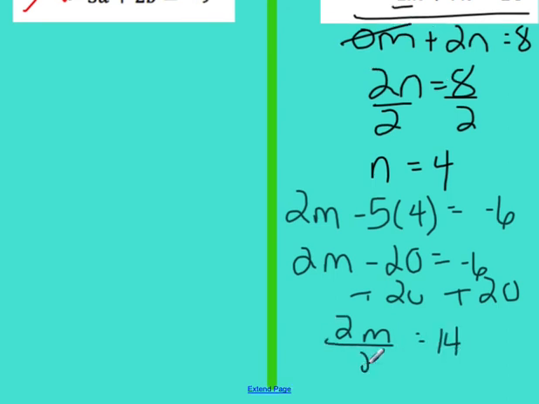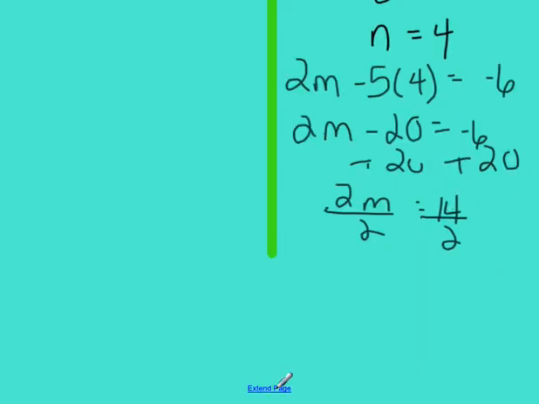Then I'm going to divide both sides by 2. 14 divided by 2 is 7. So I get that m is equal to 7. So again, in our coordinate point, let's just put it in alphabetical order. So we get for our solution 7, 4 in our coordinate point.